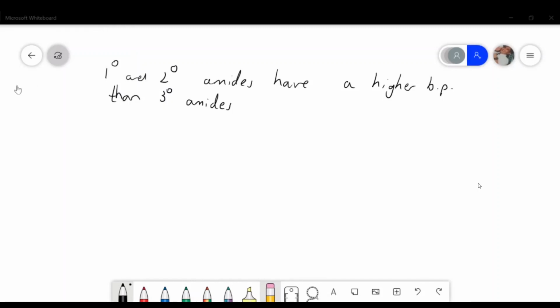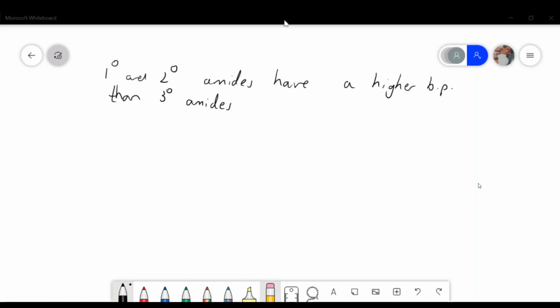If you don't get the answer right, draw the structures and compare them. Compare the structure of a primary amide to a tertiary amide, for example. And what's the difference? Hydrogen bond. Exactly. See what I mean? So we know that for tertiary amides, there are no hydrogens present on the nitrogen. It's just alkyl chains, and because of that, hydrogen bonding is no longer possible.